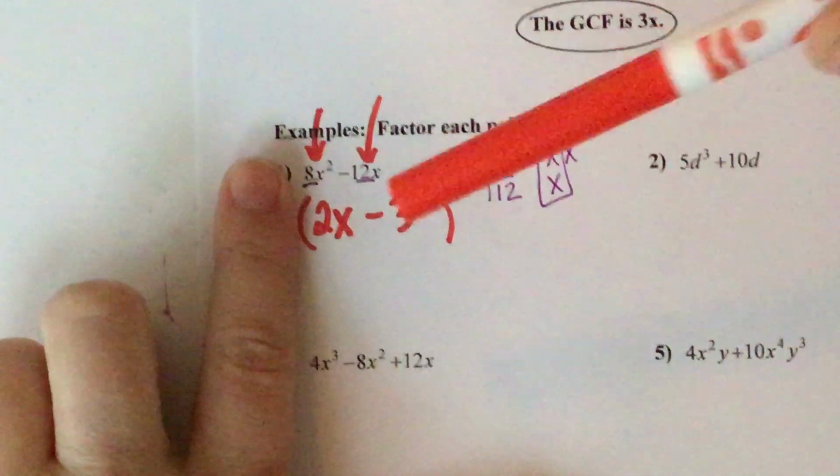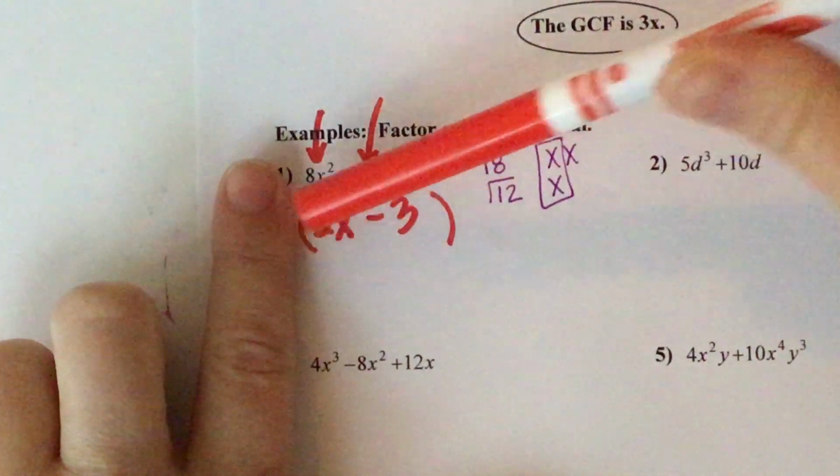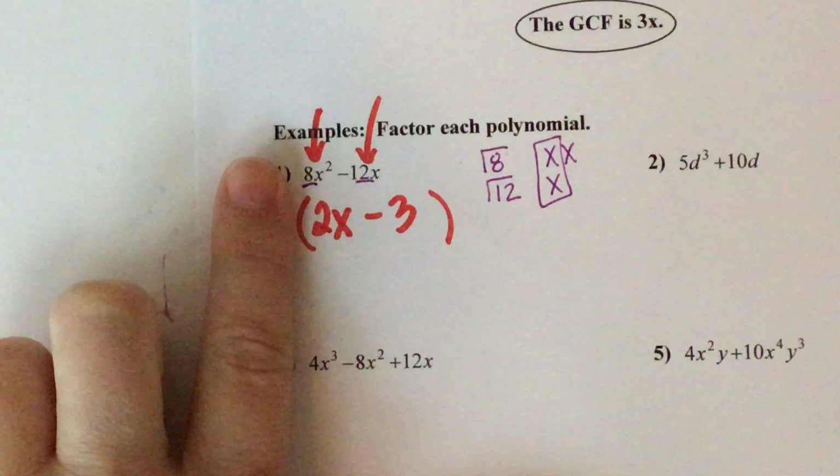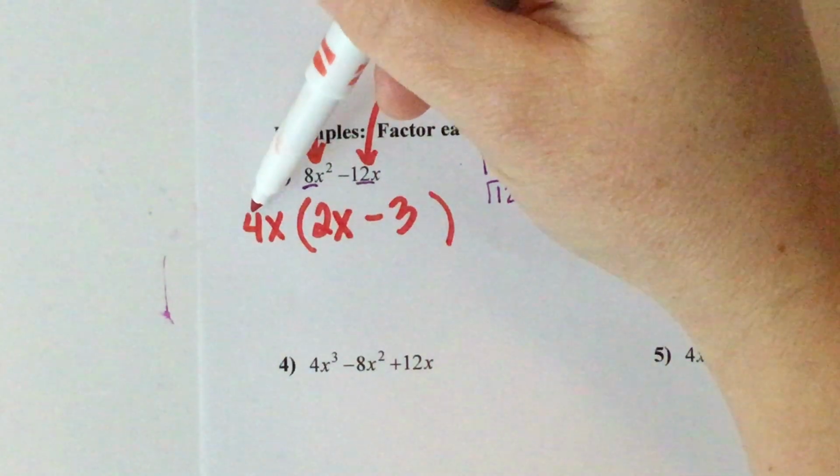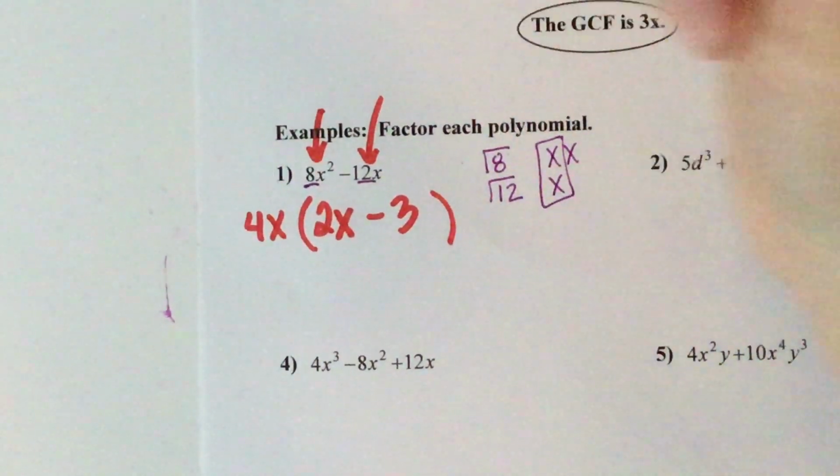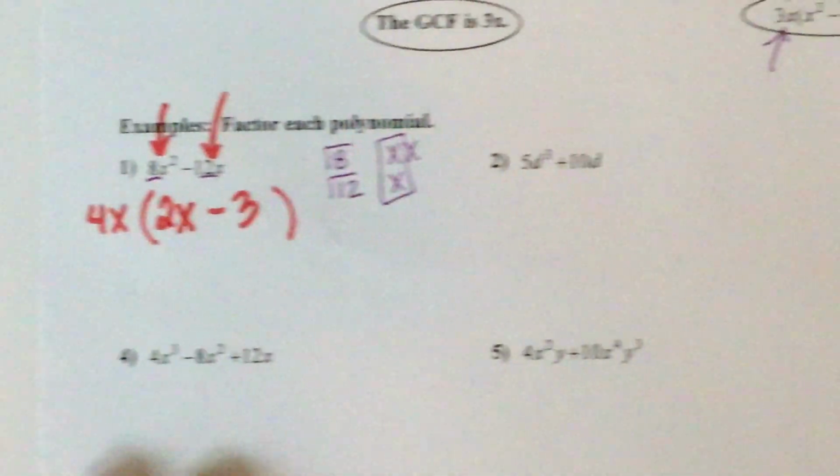The other thing is you should never have a GCF in the parentheses. If there's a GCF in the parentheses, that means you didn't get the GCF out here. Okay, let's keep trying this.